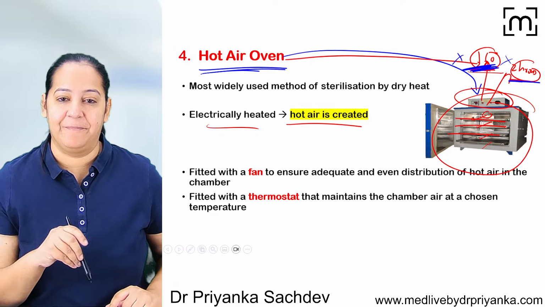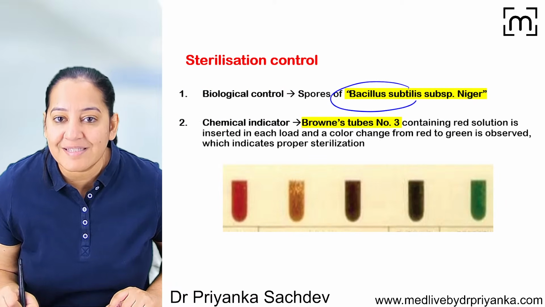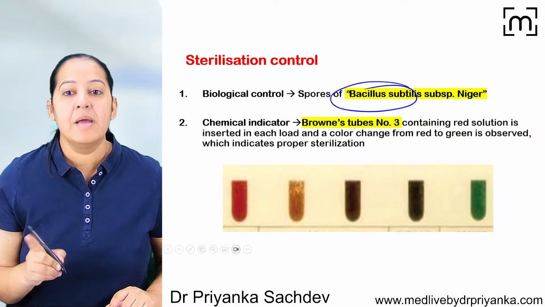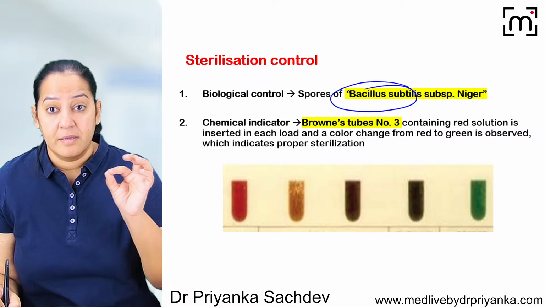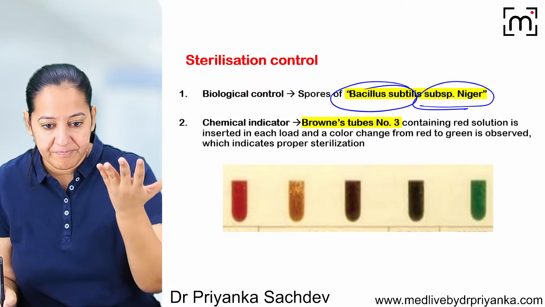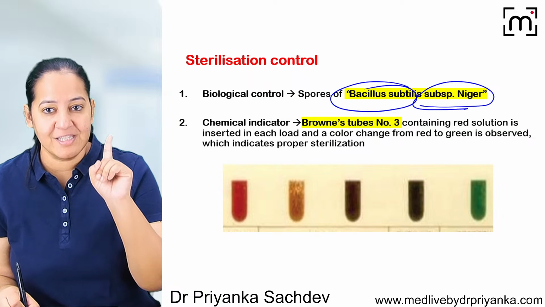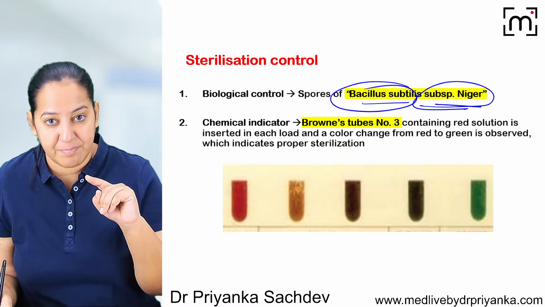So there is a bacteria. The name of that bacteria is Bacillus subtilis. Learn the name of the bacteria. Bacillus subtilis. And there is a specific subspecies, niger. Say the complete name. The name of the bacteria is Bacillus subtilis and it has a subspecies. The name of the subspecies is niger.